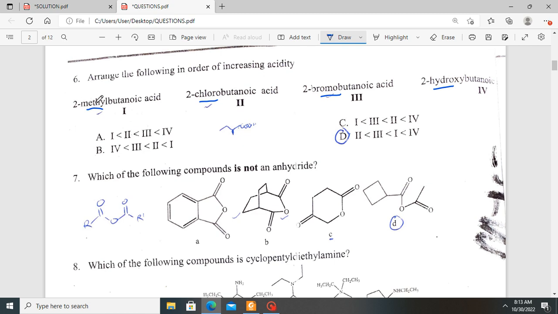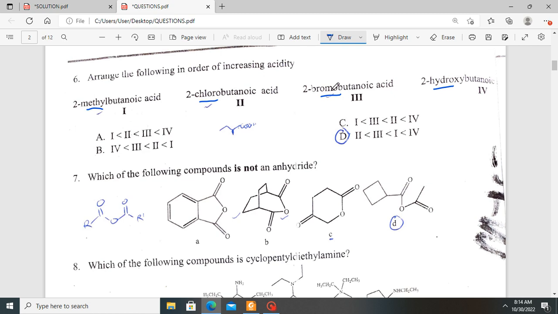So this one makes the I the weakest alternative. The I is the weakest of all. Then let's see the strongest. The hydroxy is the strongest of all. So the most acidic among these four is the IV, and the weakest acidic among these four is the I.